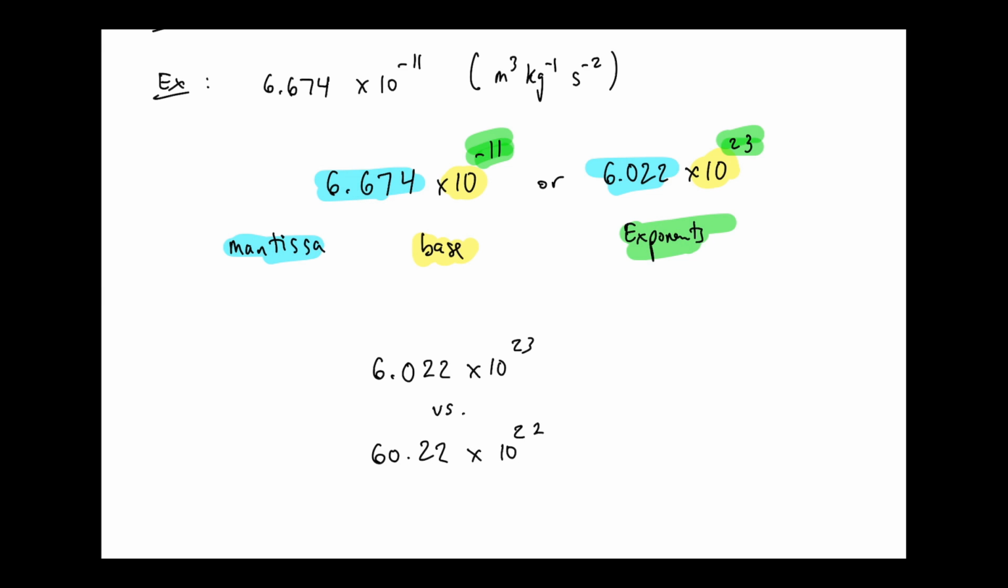And the only reason that you would write something as 60.22 is if, let's say, I was adding two scientific notation numbers together and they had different exponents. In order to add them, I have to get their exponents the same, and then I can do it, right?